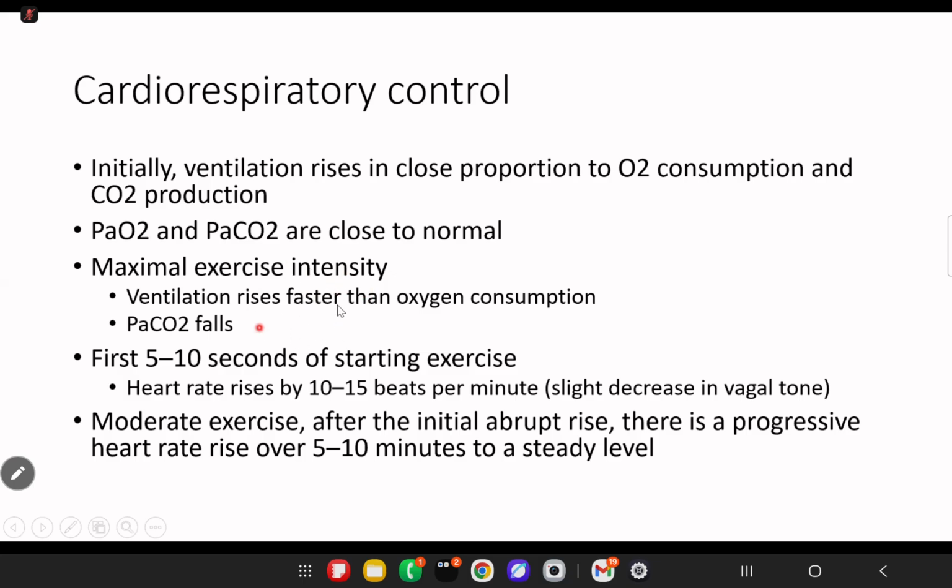occurring, and there is greater stimulation of the carotid bodies by the lactic acid. But the oxygen consumption has plateaued, and actually your CO2 production also has plateaued, but because your minute ventilation has increased, your PaCO2 starts falling.